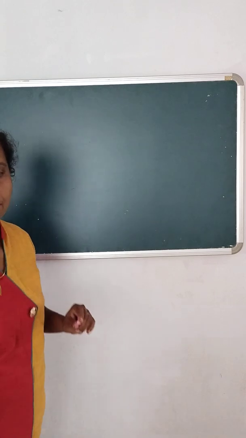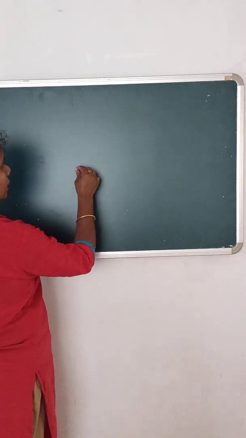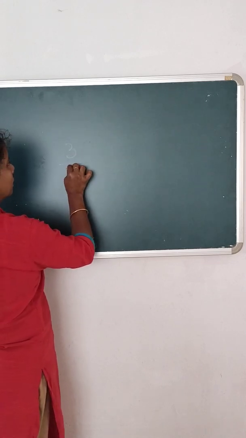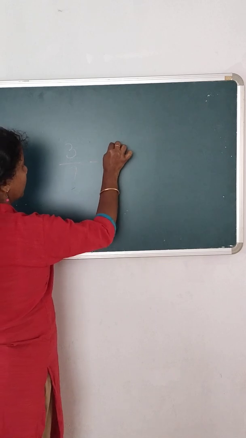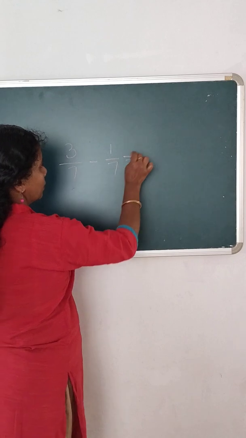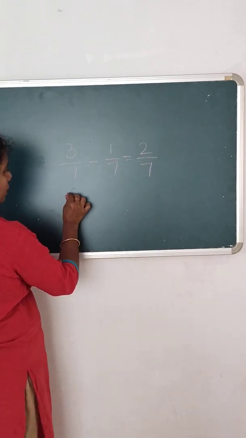Now we have learned some examples. Now let's try whether we can do it in a simple way without doing any steps. It's very easy, right? 3 by 7 minus 1 by 7. No need to write steps. 3 minus 1, 2. 2 by 7. Okay. Next one.